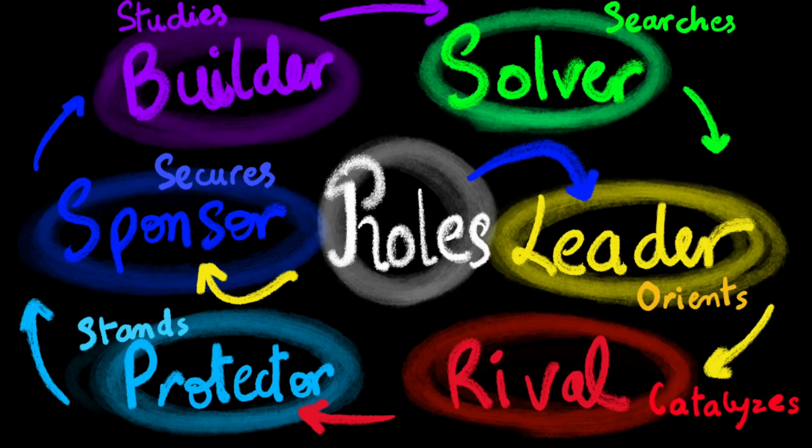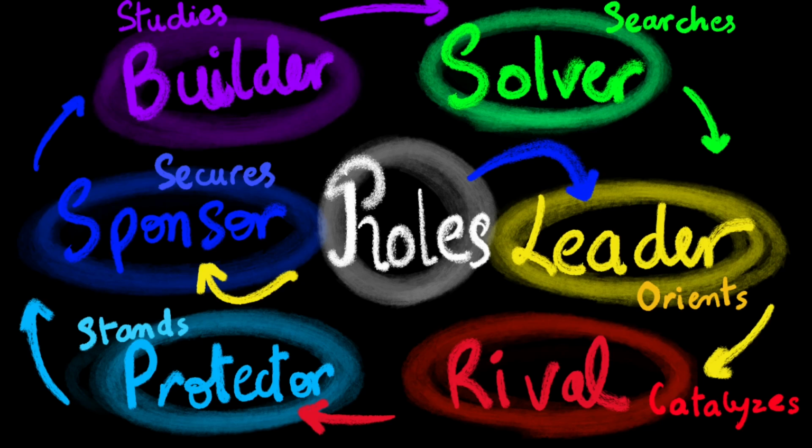Each of these roles can be paired with another. For example, the builder will be paired with the solver as they have the highest degree of affinity. Where the solver finds ideas, the builder is charged to implement these ideas.